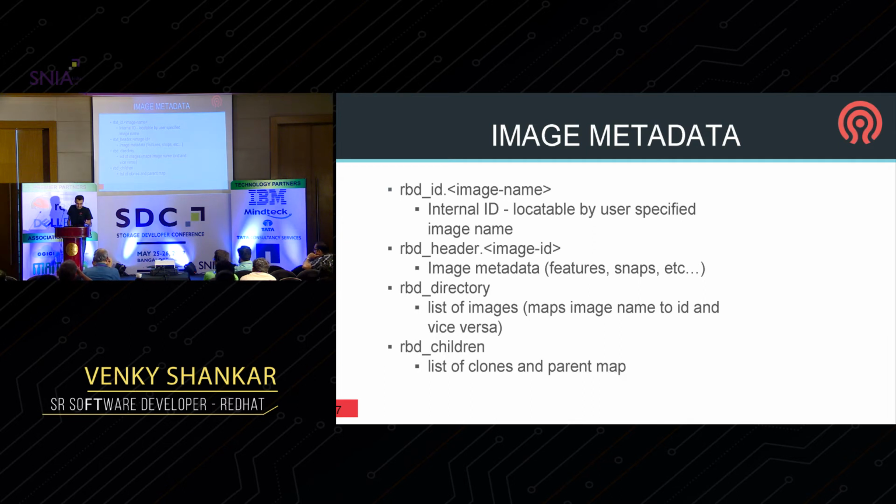And this special object, which is the RBD children, is actually what maps the clone. When you take a snapshot and clone, the clone needs to reference its parent for various reasons, which I cover later. So those details go into the attributes of the RBD children object.